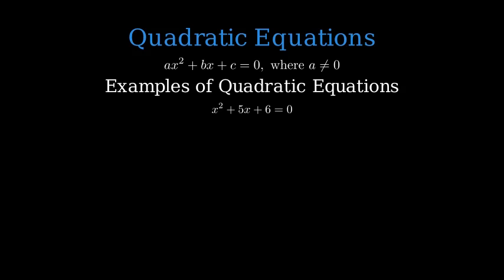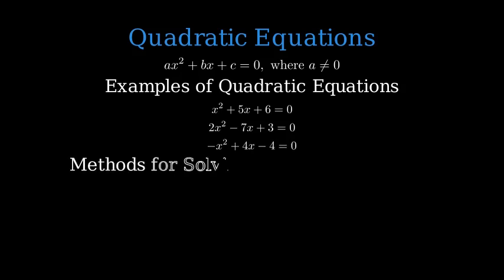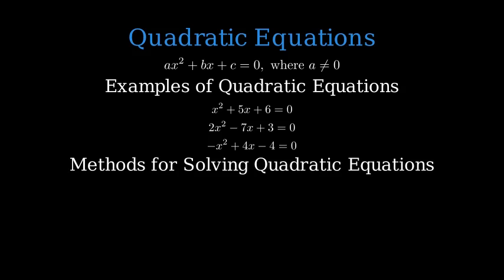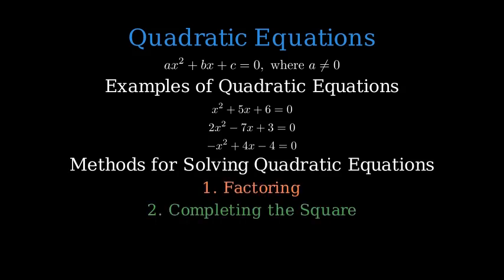x squared plus 5x plus 6 equals 0, 2x squared minus 7x plus 3 equals 0, negative x squared plus 4x minus 4 equals 0. There are three main methods for solving quadratic equations: factoring, completing the square, and using the quadratic formula. Let's explore each method with examples.